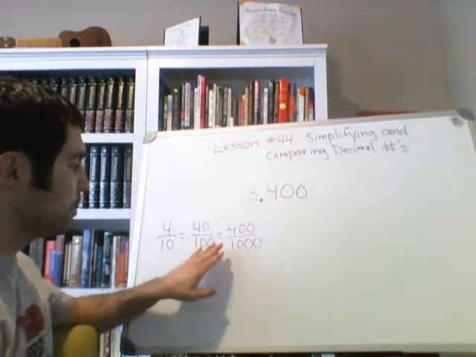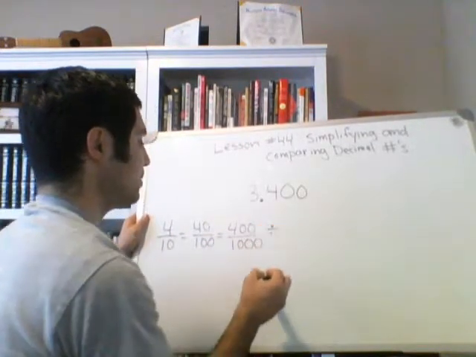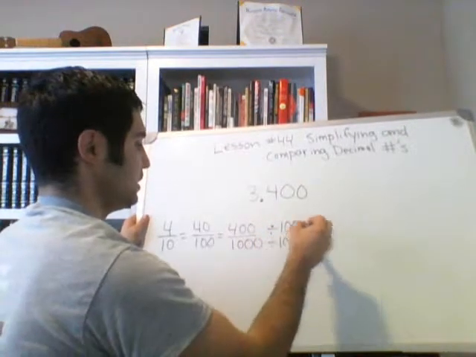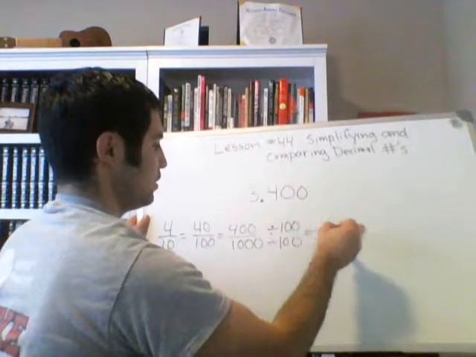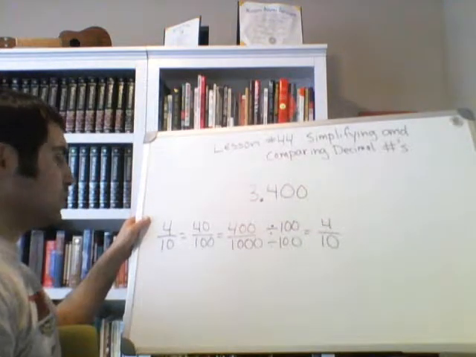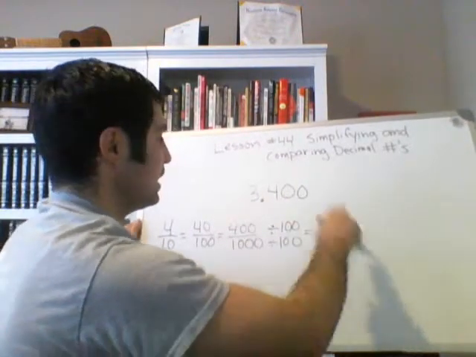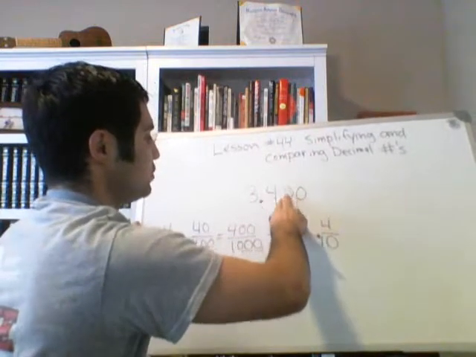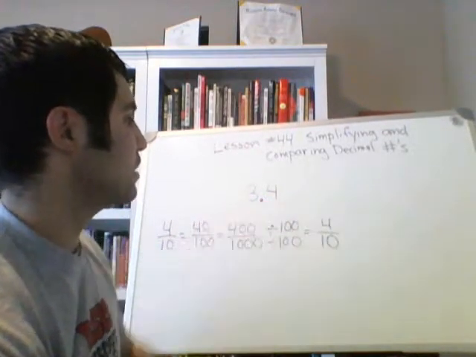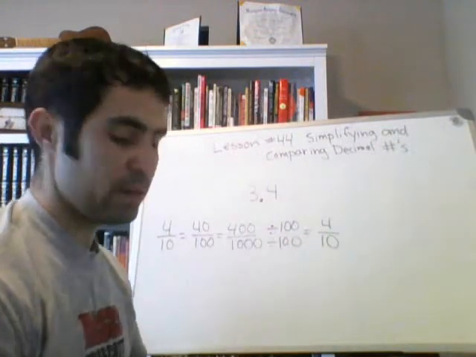So if you start with 400/1000, you can reduce that, if you divide top and bottom by a common factor of 100. 400 divided by 100 is 4. 1000 divided by 100 is going to be 10. And so you basically are reducing 400 thousandths to 4/10. In decimal form, how you reduce it is you just erase those two zeros. Okay? And that does not change the meaning at all of this number. This is still 3 and 4/10. You can add as many zeros as you want, or as small an amount of zeros as you want.